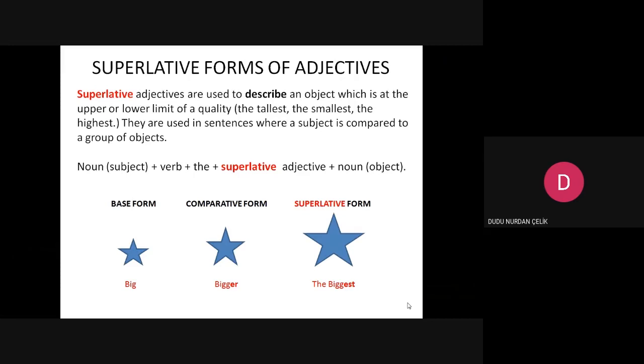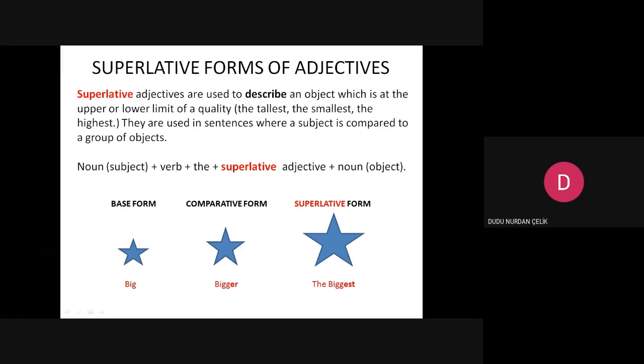Superlative adjectives are used to describe an object which is at the upper or lower limits of a quality, like the tallest, the smallest, the highest. They are used in sentences where a subject is compared to a group of objects.